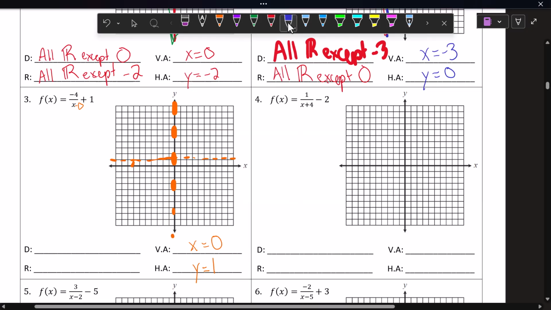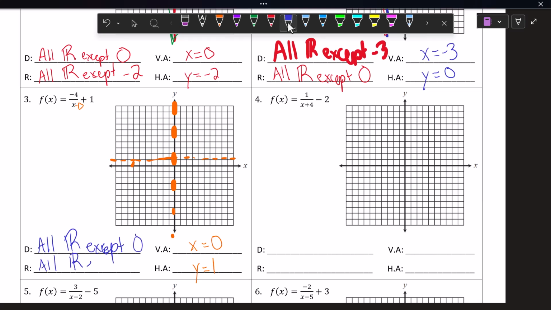So we want to write our domain and range. Again, it's going to be all reals except whatever our vertical asymptote is. So except for 0. And the range will be all reals except what our horizontal asymptote is, 1. But something else is going on here. We have a negative. We also have a 4, so it's a vertical stretch.